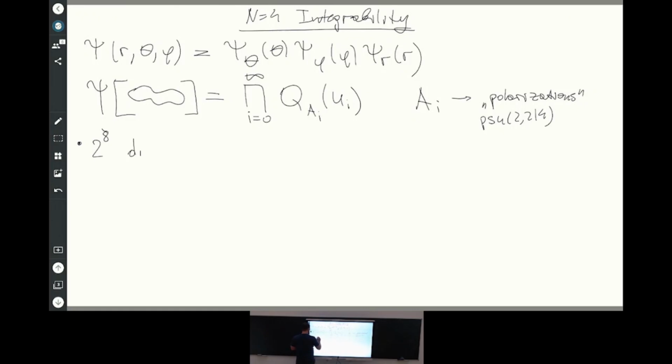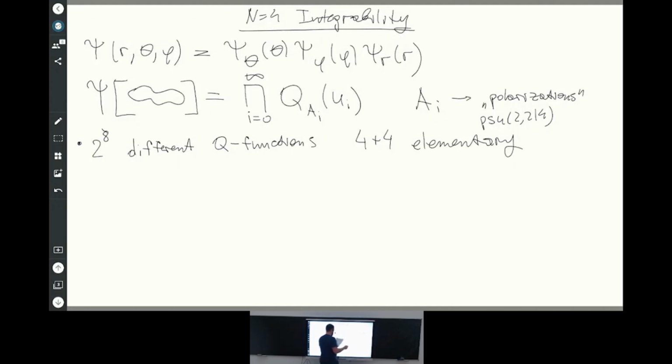And there are quite a few. There are 2 to the 8 Q functions. But the good news is that there are only 4 plus 4 which we actually care about. And we have special notation for them. We have q_i(u), where i goes from 1 to 4, and p_a(u). We denote the q function by p for historical reasons.